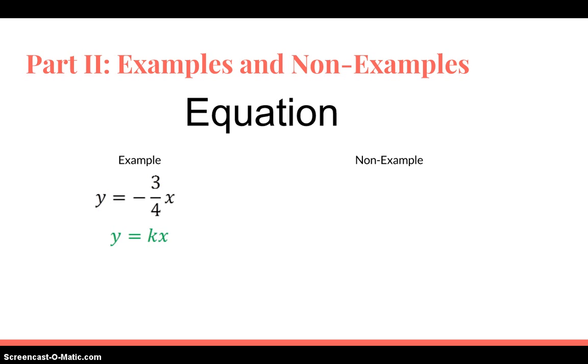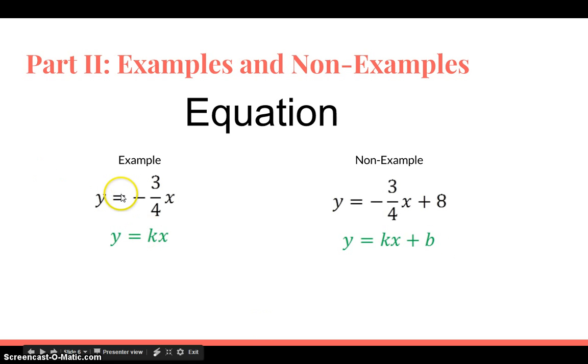Meanwhile, a non-example would be something along the lines of y equals negative 3/4 x plus 8. That plus 8 at the end, it's no longer y equals kx. It's y equals kx plus some other number. We'll call it b, which will become clear sometime next chapter. But the idea here is y equals some number times x. That's direct variation. Y equals some number times x plus something else or minus something else or anything else, we can't have that as a direct variation. We call it indirect variation.